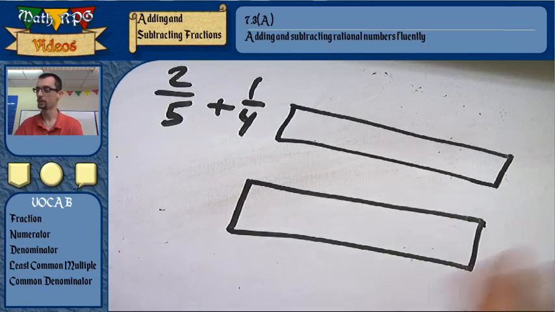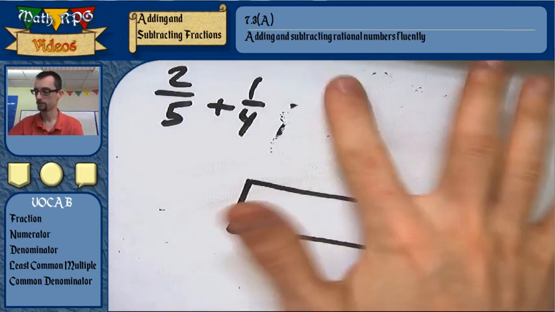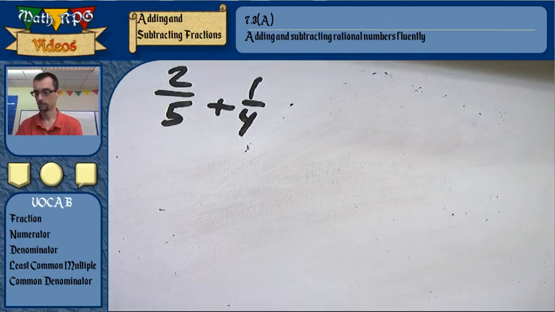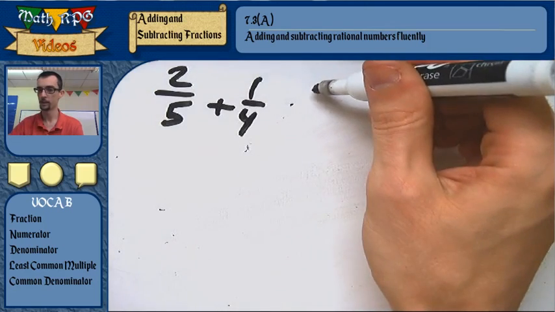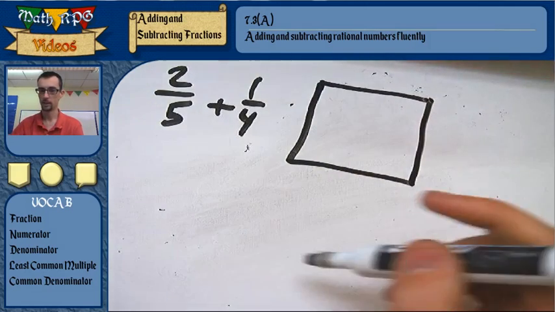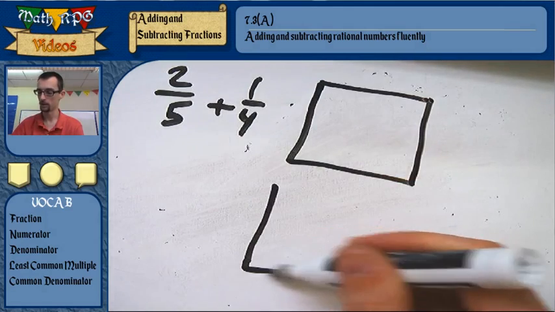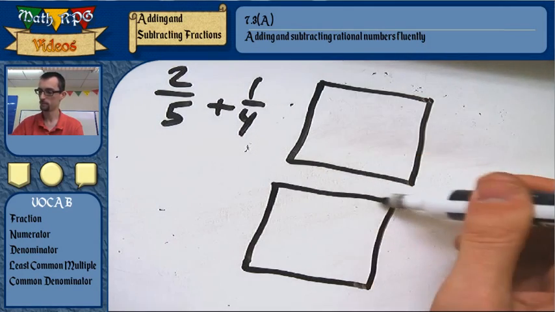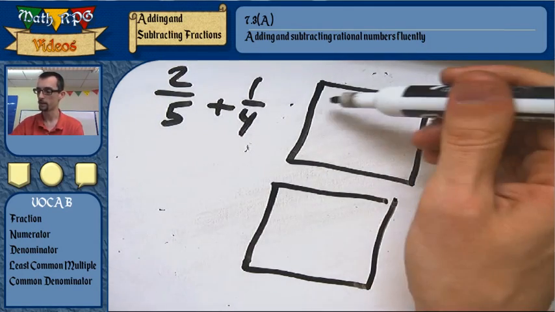I think of how I want to draw this. I'm going to draw it like this. Okay, I'm going to draw my 2/5 up here. I'm going to make it a square piece of chocolate, a little bit more square. And I'm going to add that to this piece of chocolate. Okay, so this one is 2/5.